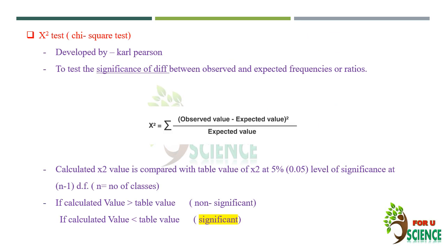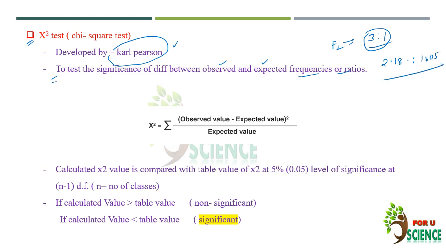Then there is the chi-square test, which is also very important, and it was developed by an important scientist, Karl Pearson. It is used to test the significance of the difference between the observed data and the expected frequencies or ratios. Suppose we expect a 3:1 ratio for an F2 in a monohybrid cross, but we get a result like 2.18 to 1.05 or something like that. Our observed data is this and our expected data is this. Is this difference significant or not, or can we say it equals 3:1? We can know using this chi-square test.